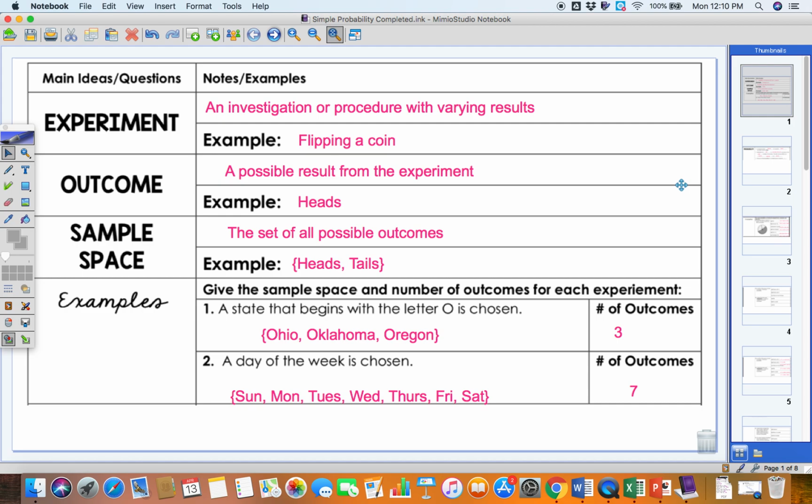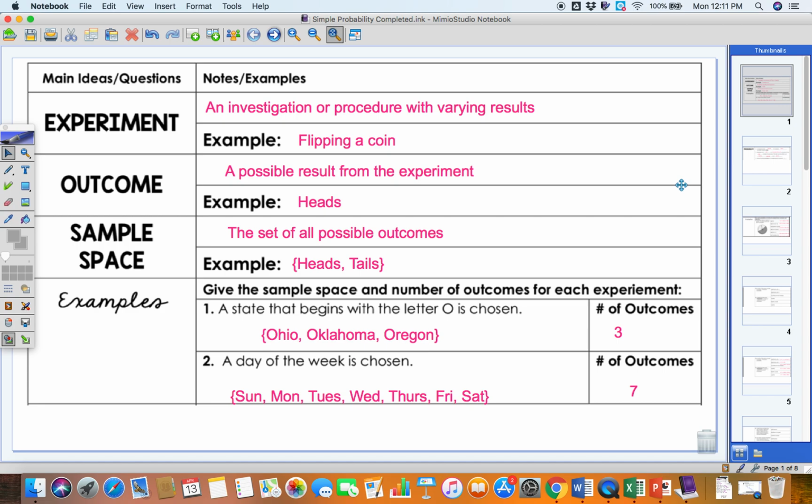The sample space is the set of all possible outcomes. So assuming that we are flipping a regular coin, our two outcomes are heads or tails. So some examples of that are: give the sample space and number of outcomes for each experiment.